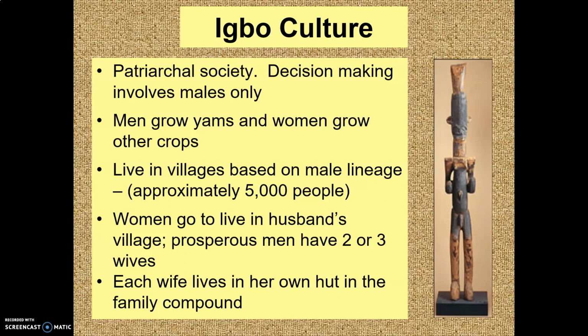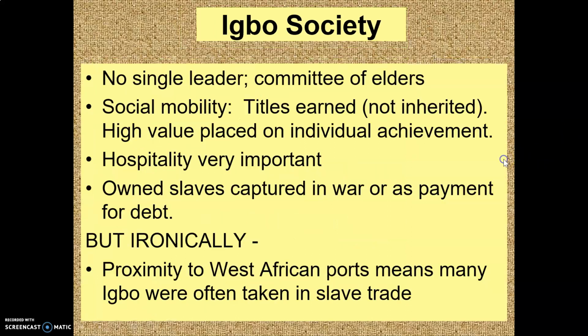The family would live in compounds, so it would be like a group of huts or structures that revolved around one center structure. So the man, the father, the husband's hut would be there in the center, and each of the wives would have her own individual hut where she would live with her children. And then, of course, this compound would be connected to the fields and the gardens, the land that was part of the family's overall estate, if you will.